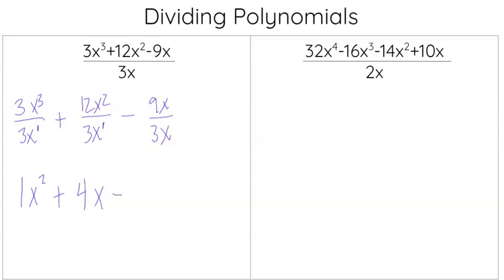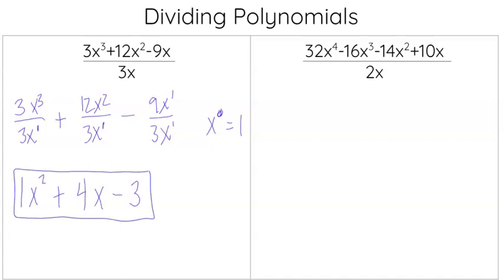And then minus 9 divided by 3 is 3. X to the 1st power divided by x to the 1st power, if we do 1 minus 1, we get x to the 0 power. Anything to the 0 power is just 1, which means it cancels out, and we're just left with that 3 as our number.